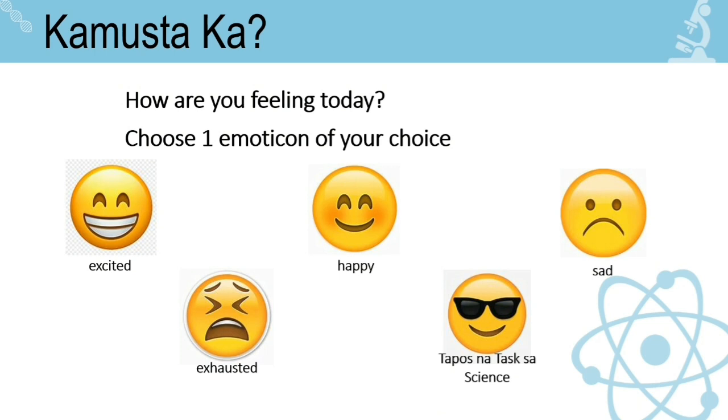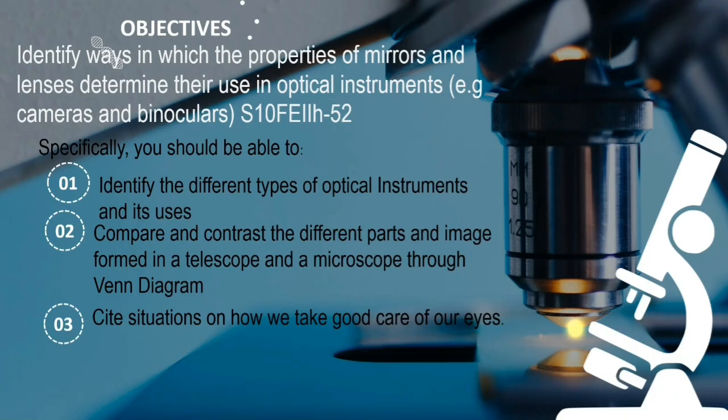As we go over our lesson, we are guided by the most essential learning competency, which is to identify ways in which properties of mirrors and lenses determine their use in optical instruments. Specifically, you should be able to identify the different types of optical instruments and their uses, compare and contrast the different parts and image formed in a telescope and a microscope through a Venn diagram. And lastly, you are going to cite situations on how we take good care of our eyes.